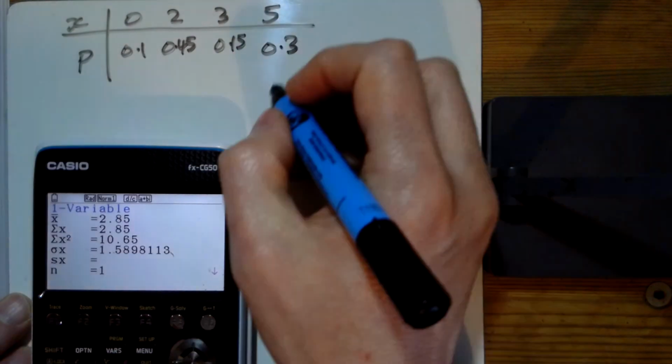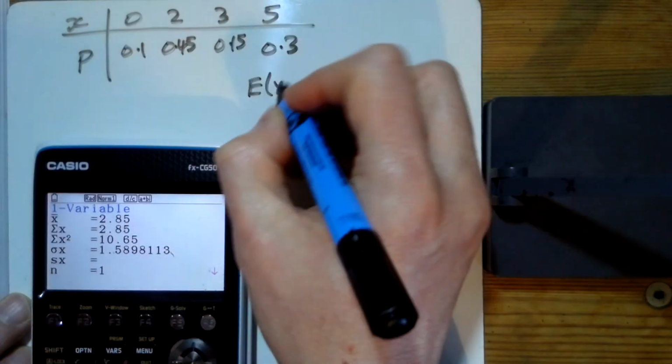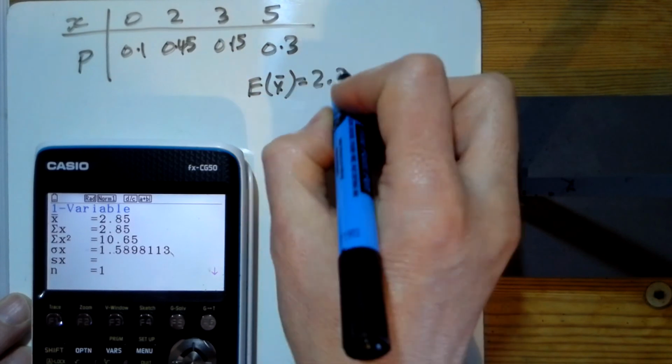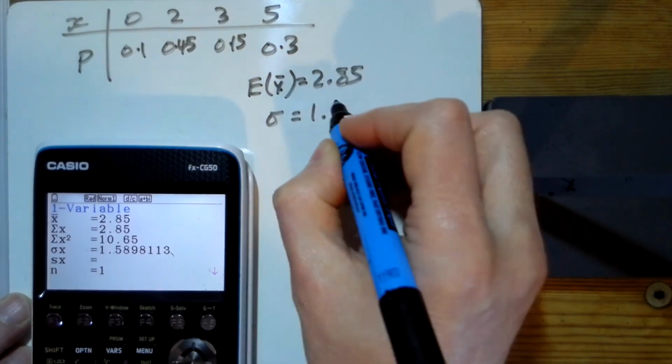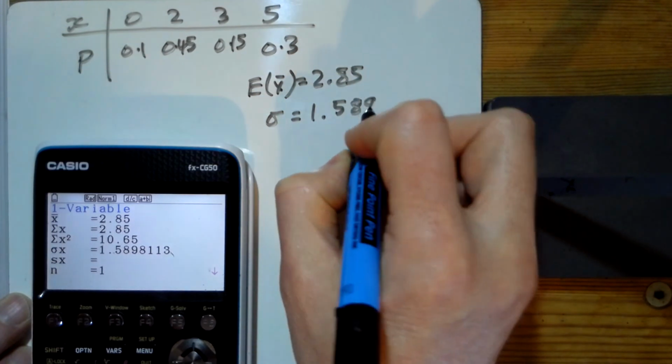Calculations, one variable calculations. So I've got that the expected value of x here is 2.85, and I've got that the standard deviation is 1.5898.